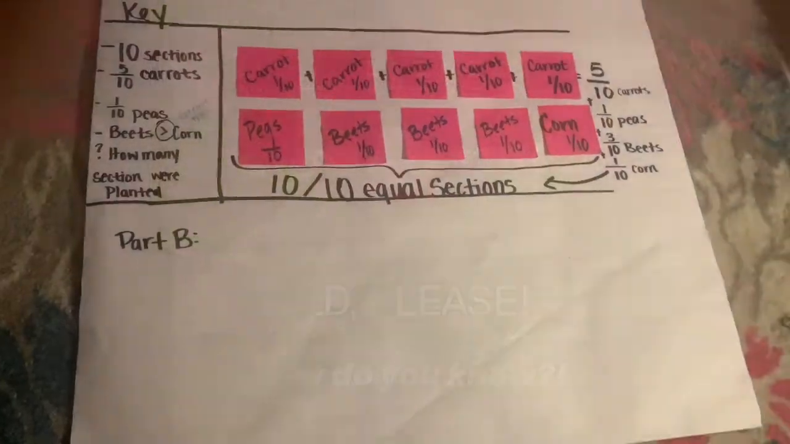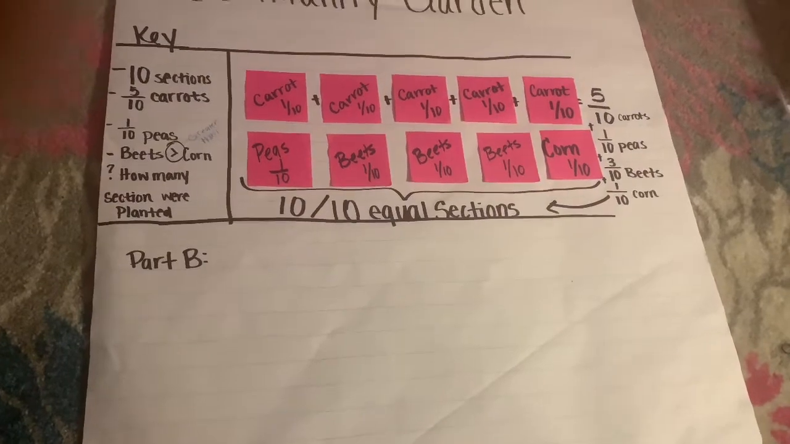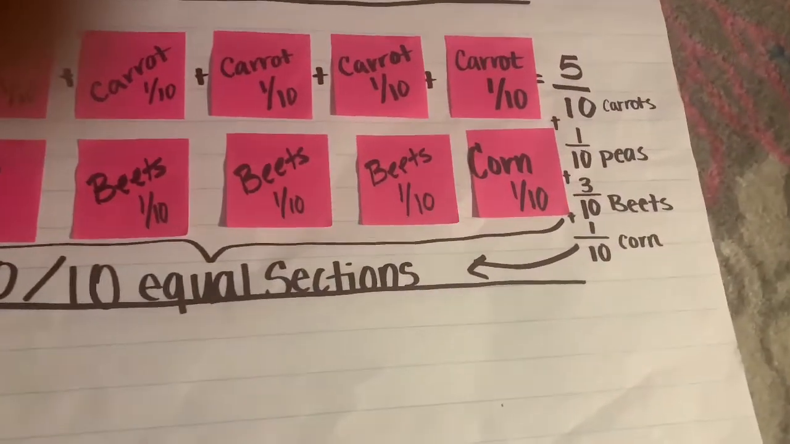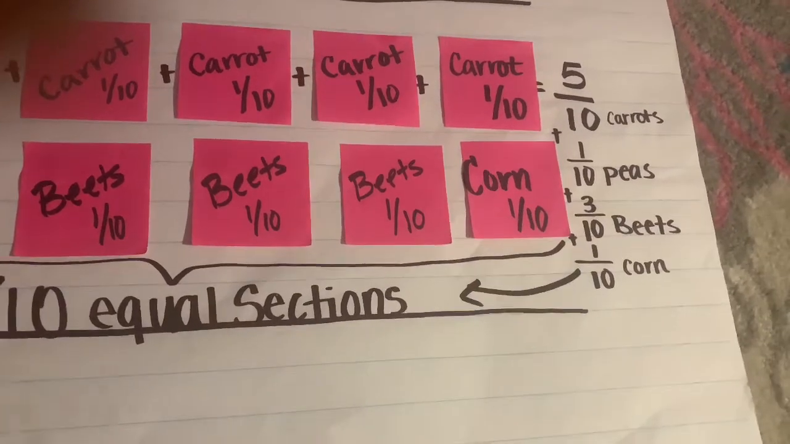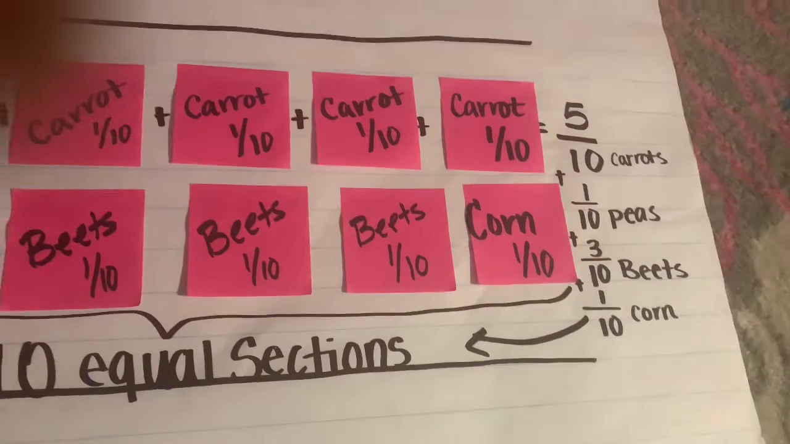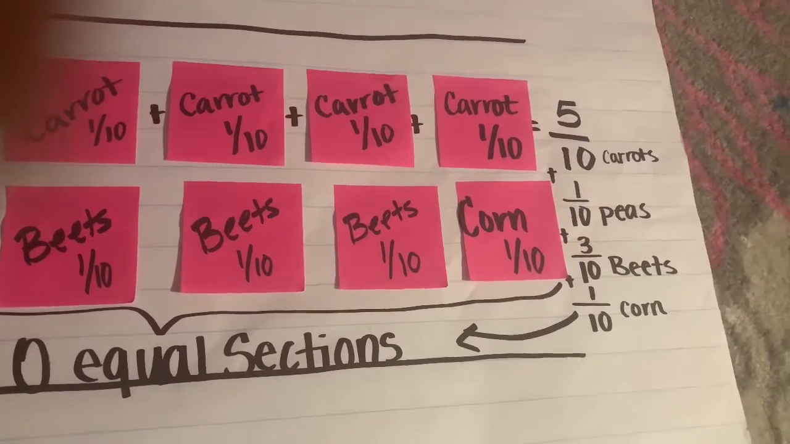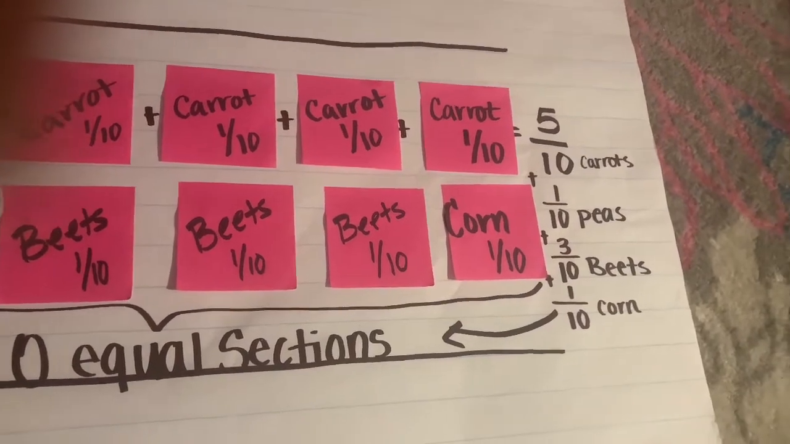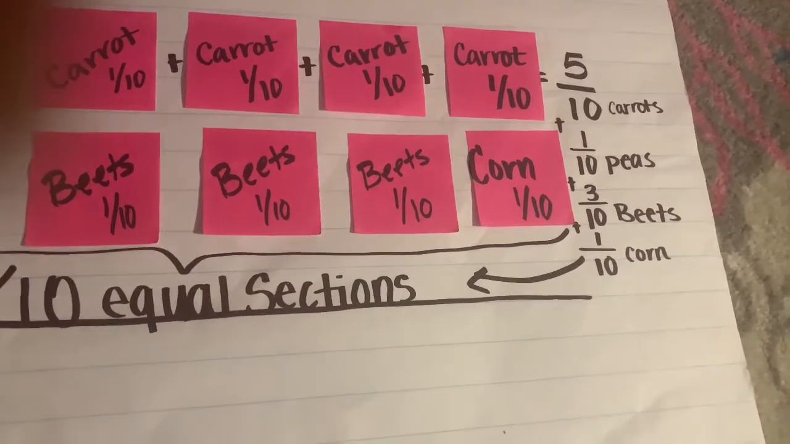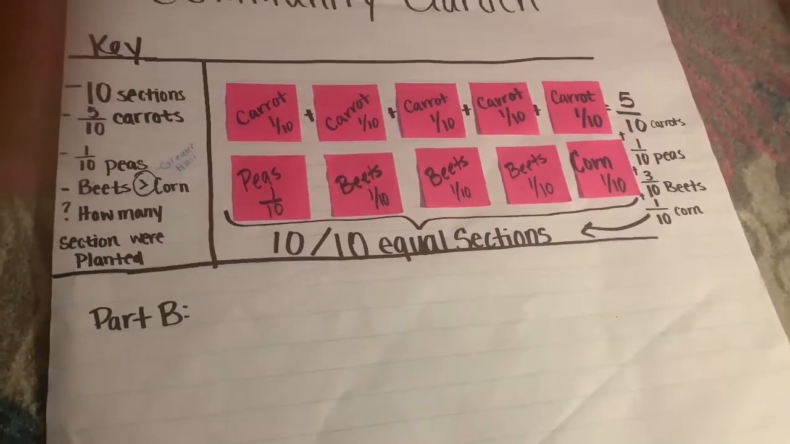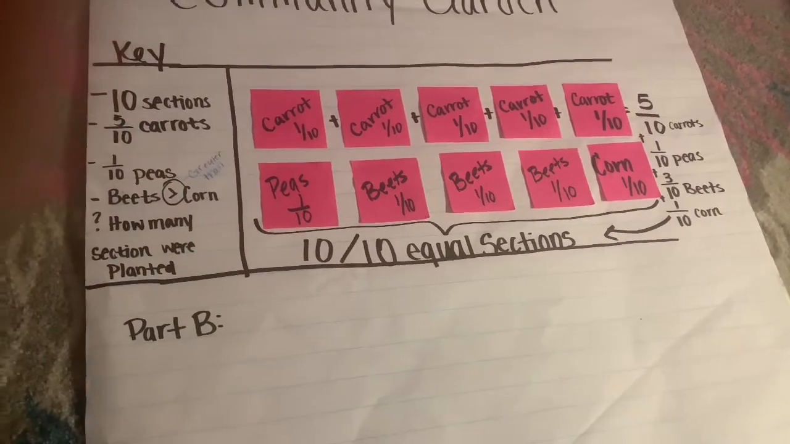So part B is asking me to show my work. How do I know? I already went ahead and made a little corner section about all the numbers I added up that tells me my fractions of vegetables. I have 5 tenths of carrot, 1 tenth of peas, 3 tenths of beets, and 1 tenth of corn. So let me show in my equation, how do I know? Based off the information they gave me, which was in the key box.